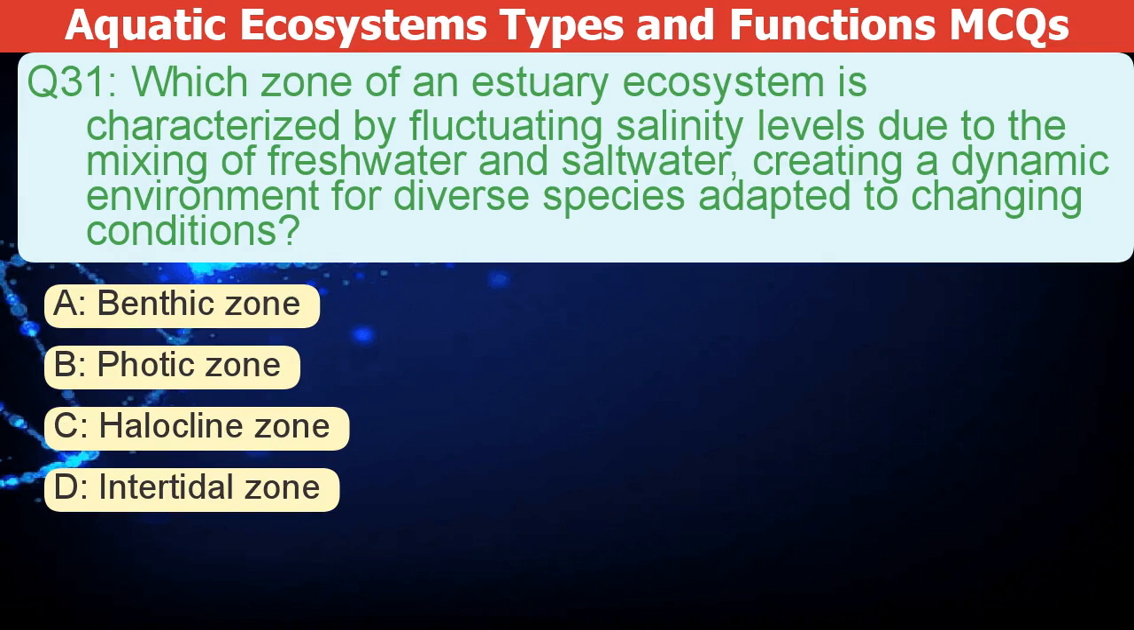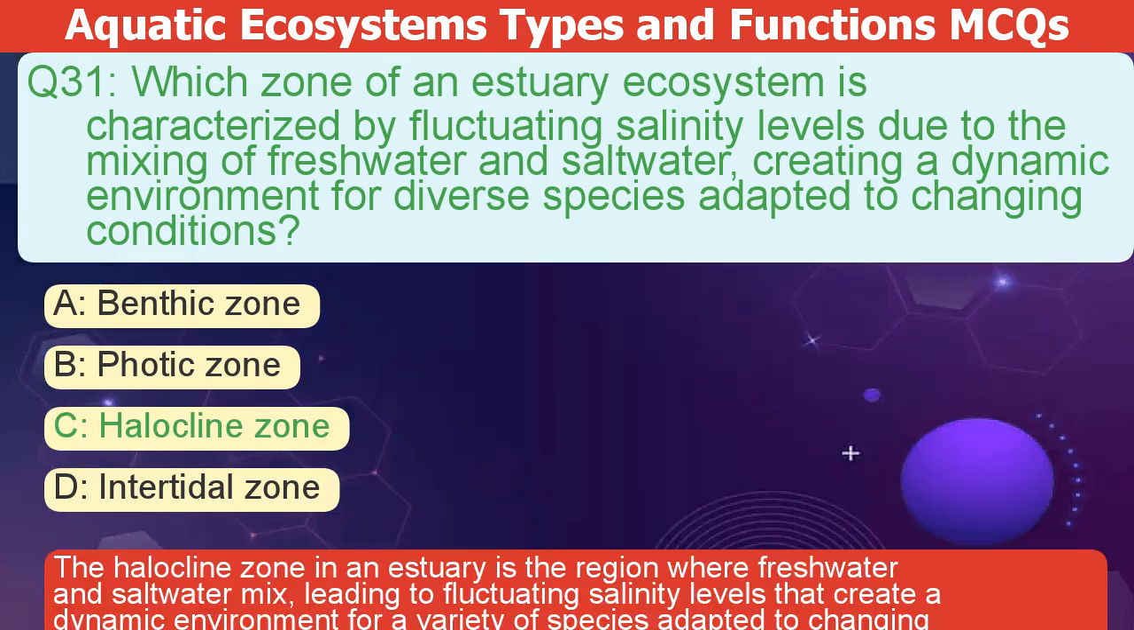Which of the following is a characteristic feature of a eutrophic lake? A. Low nutrient levels. B. Clear water. C. High algae growth. D. Low organic matter decomposition. The correct answer is C. A eutrophic lake is characterized by high nutrient levels, leading to excessive algae growth and decreased oxygen levels, often resulting in the degradation of water quality.